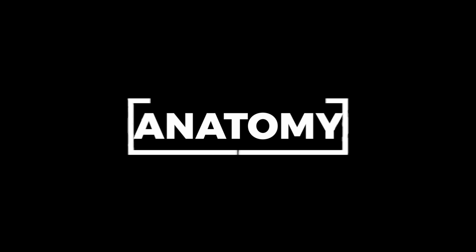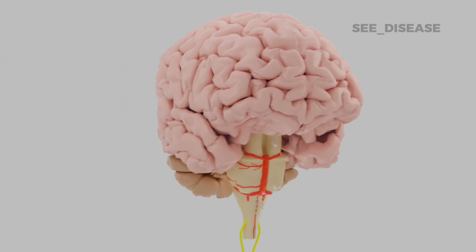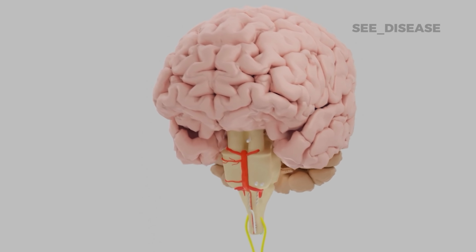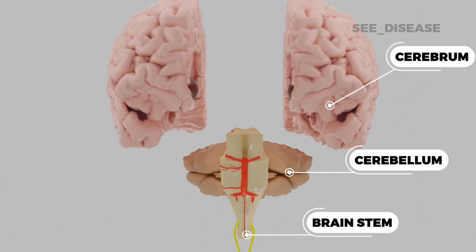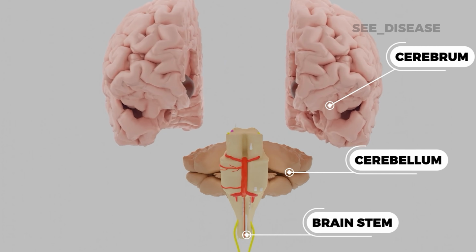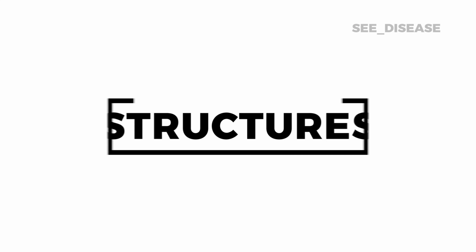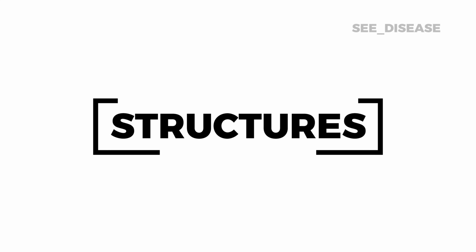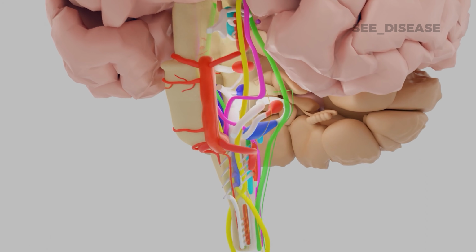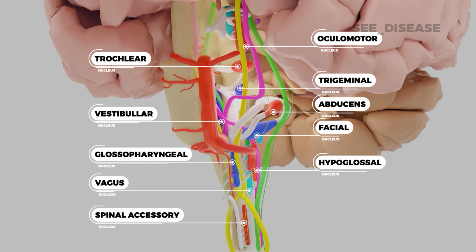Coming to the anatomy, you are all aware that the central nervous system has 4 important structures: cerebrum, cerebellum, brainstem and spinal cord. The brainstem has 3 important parts: midbrain, pons and medulla. The brainstem houses important structures like cranial nerve nuclei from 3 to 12, that is 3 oculomotor, 4 trochlear, 5 trigeminal, 6 abducens, 7th facial, 8 vestibulocochlear, 9 glossopharyngeal, 10 vagus, 11 spinal accessory and 12 hypoglossal.